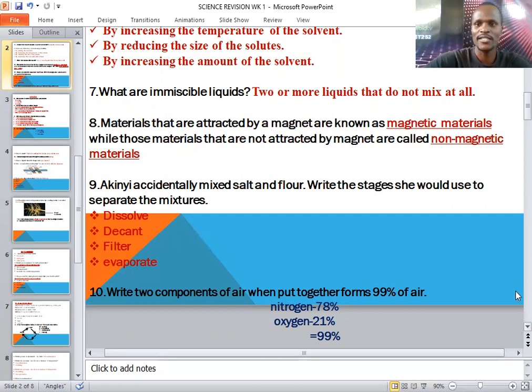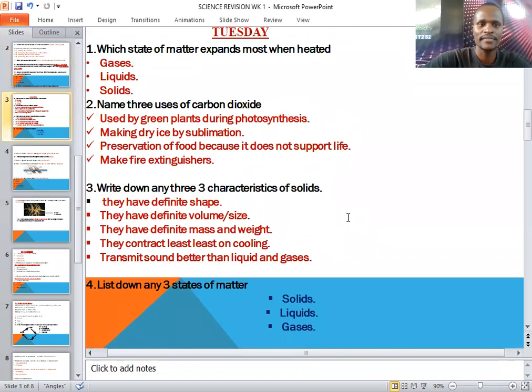So look at the way, it was a very easy one. So ensure that you write the correct answer. So that was all that we had on Monday. Let's look at Tuesday.